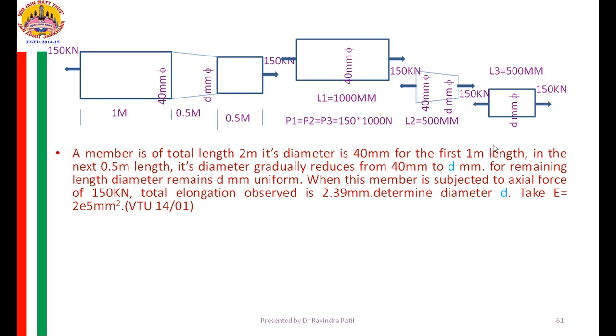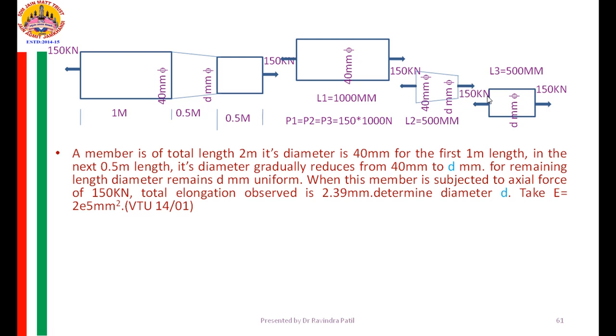So the first part is 40 mm diameter, length is 1000 mm and force is 150 kilonewton. The second part is a tapering one. At one end it is 40 mm, at the other end it is D. He has asked only for that particular D. And the length of the second part is 500 mm. And for the third part, the length is 500 mm.